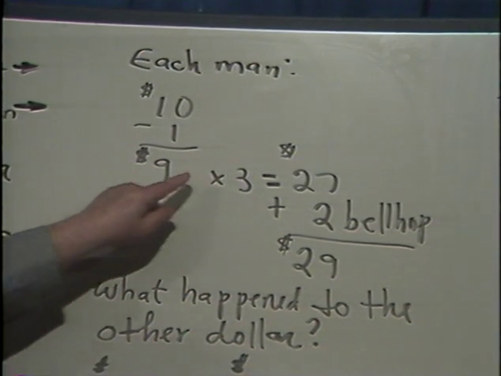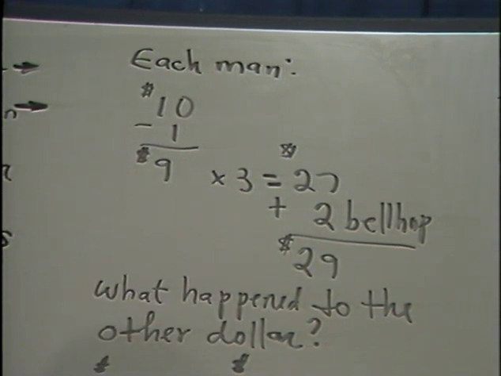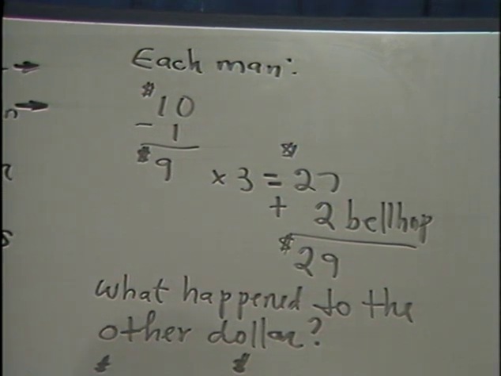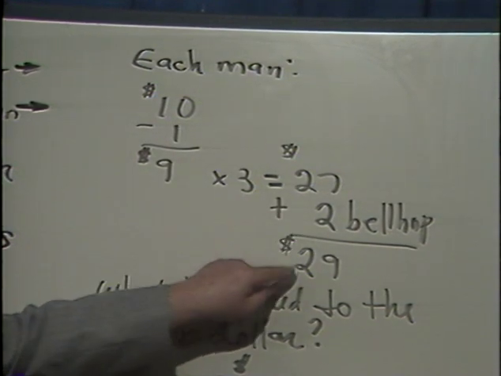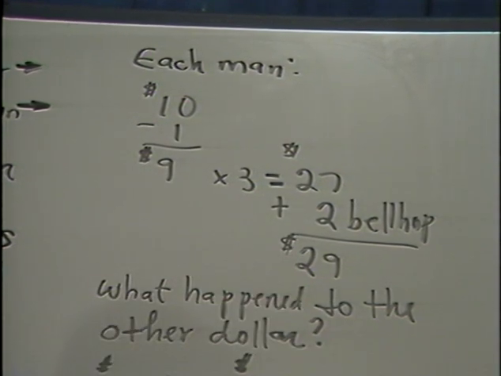But there were 3 of them. So $9 each. 9 times 3 is $27. But there's also the $2 the bellhop kept. $27 and $2 is $29. And the question is, what happened to the other dollar?